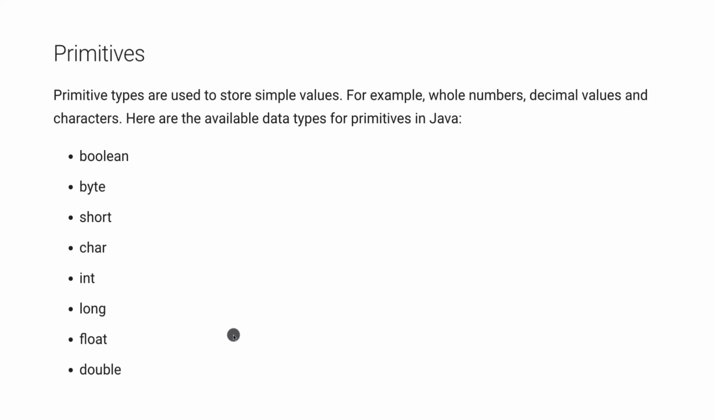So primitives allows us to store simple values, i.e. whole numbers, decimal values, characters, and in here you can see the list of them. So boolean, byte, short, char, int, long, float, and double. Now, what is the difference between all of these? Well, the difference is that, for example, if you take double and float, so these allows us to store decimal values, but float allows us to store bigger numbers, therefore taking more space in memory. Let me show you the table.